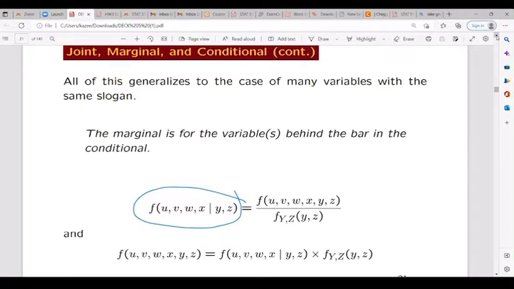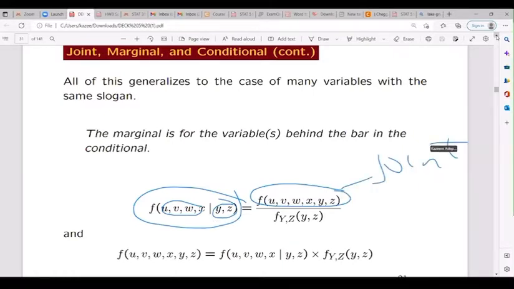Where I'm seeking a function for 4 variables given 2 variables. Oh my God, joint. Joint means combine all of them. That's what we mean by joint. Combine all of that, all the variables, divided by the function of the one that is depending on alone.